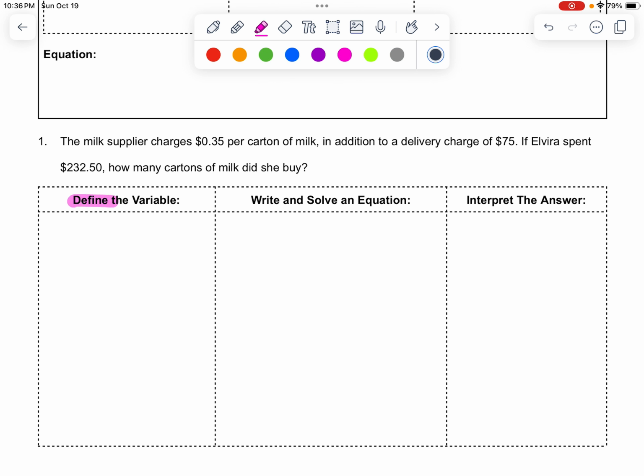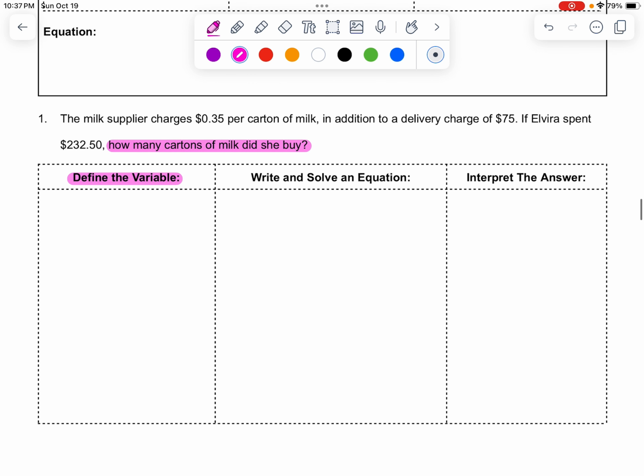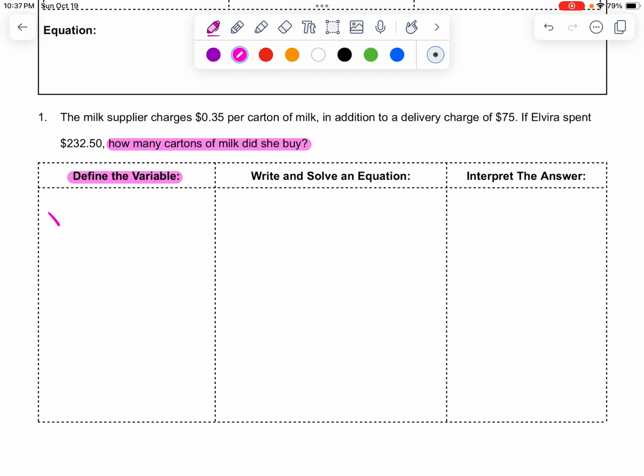You'll notice that step 1 here is to define the variable. So all I'm going to do is read the last part of the last sentence. How many cartons of milk did she buy? I'm going to copy and paste those words. So I'm going to say X equals the number of cartons of milk she bought. It's as easy as that. Just read the last sentence and copy what the question says.